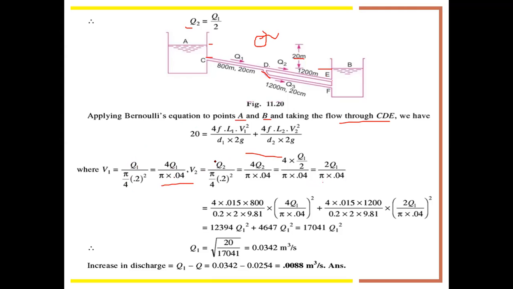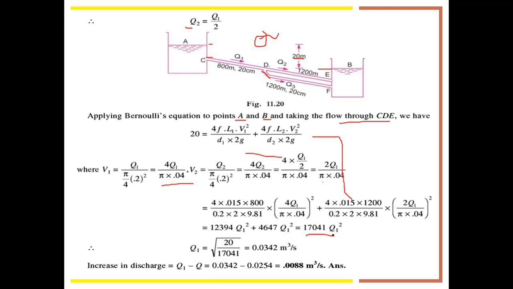Now substituting these V values in the above equation, therefore 4 into 0.105 into 800 divided by 0.2 into 2 into 9.81 into V1 square plus 4 into 0.05 into 1200 divided by 0.2 into 2 into 9.81 into V2 value, and this one Q2 equals Q1 into pi by 4 to the power of 2. (Telugu aside: write this by looking at it, put this in, okay.)